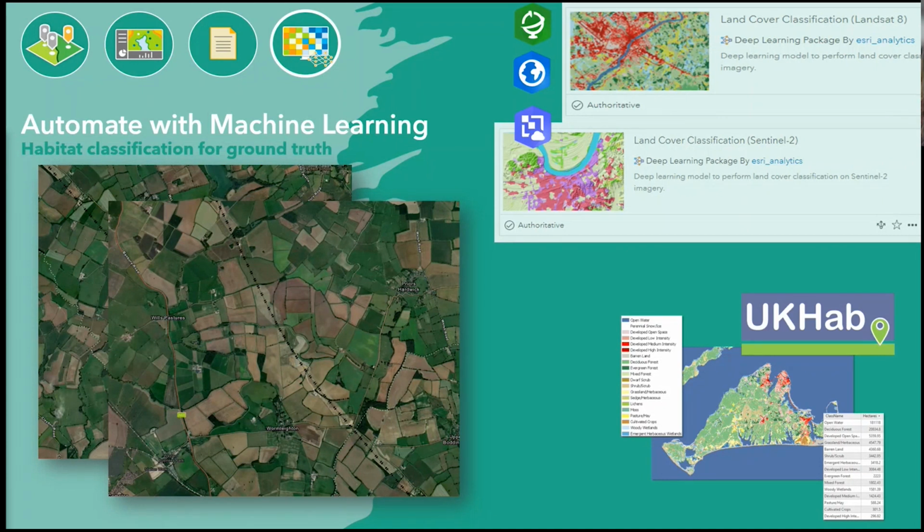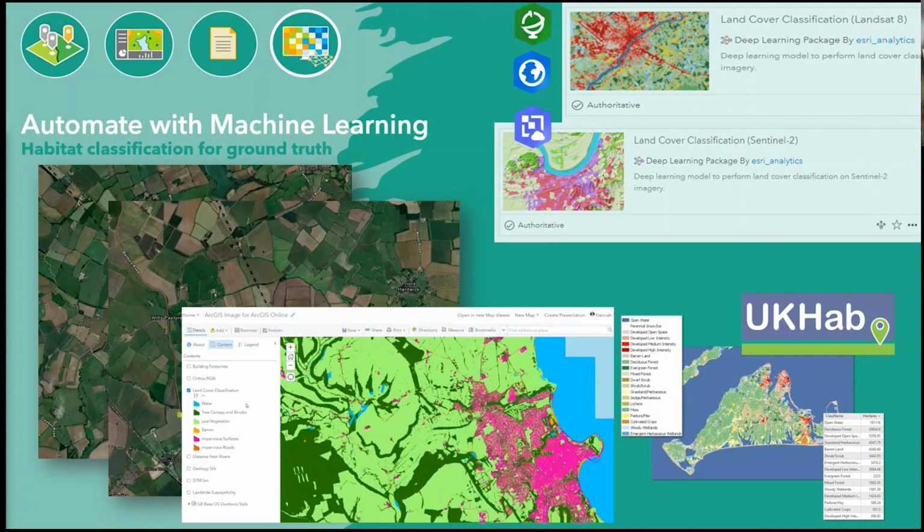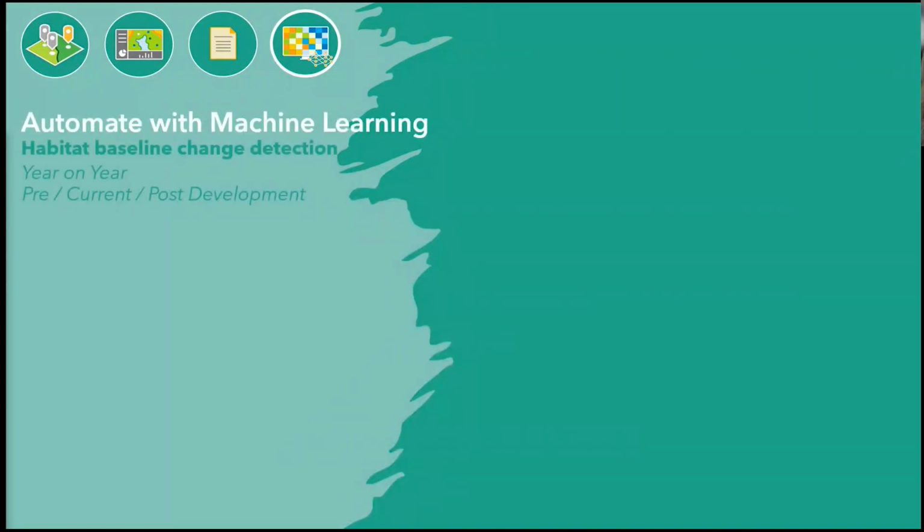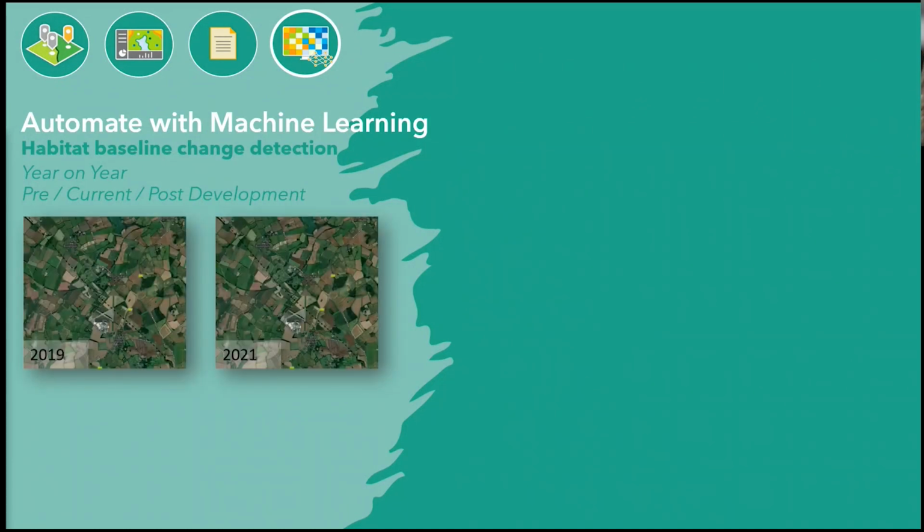You can also go one step further and create your own land cover classification tool by training it with a wealth of your own UK HAB data and being able to classify your images into the right format. Another scenario that you could look at is habitat baseline change detection. You may want to be assessing images year on year. There's obviously potentially a 2-year expiry with a lot of this ecology data. You could also be wanting to assess some of the imagery pre-current or post-development for reporting purposes.